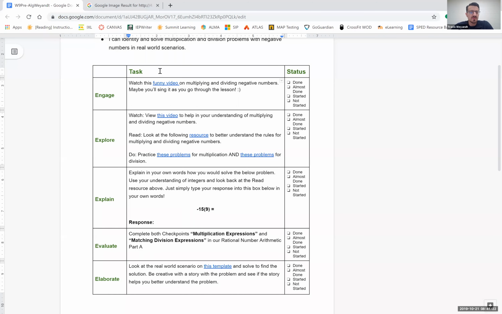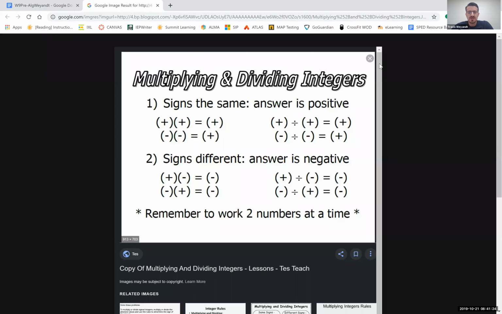I did open up this resource for you, and I want to look at it and review a little bit of multiplying and dividing. Now, I feel like multiplying and dividing integers are a little easier than adding and subtracting, because with subtraction, you're actually trying to go back to addition, and then you have to follow the addition rules and find if it's positive or negative. With multiplying and dividing, the rules are the same for both. They are not different.